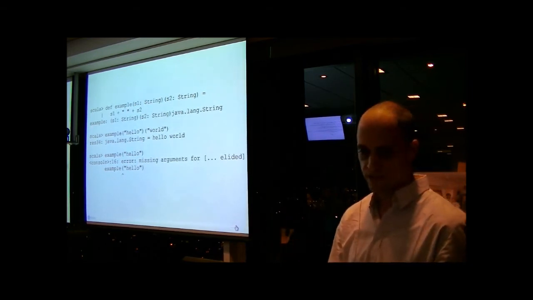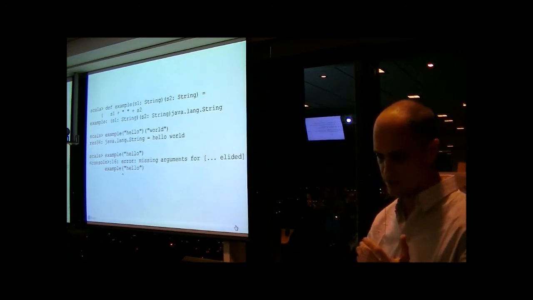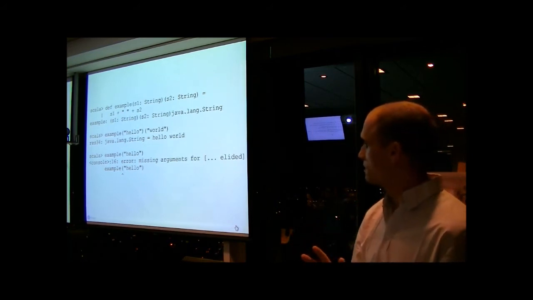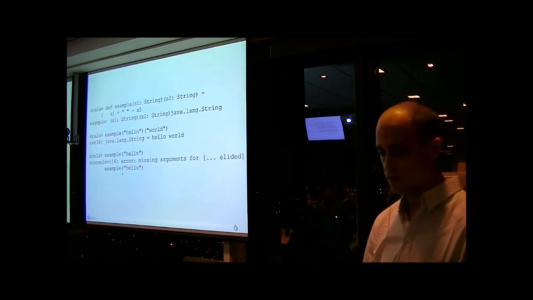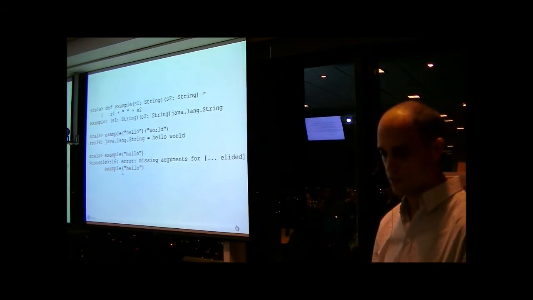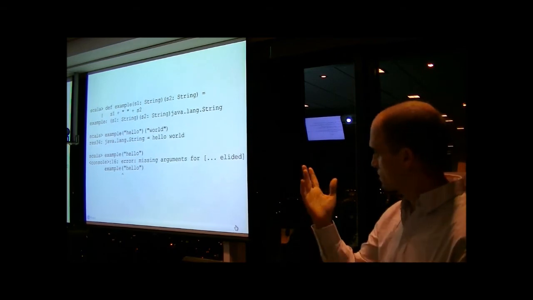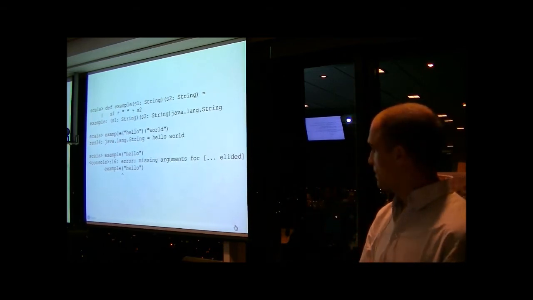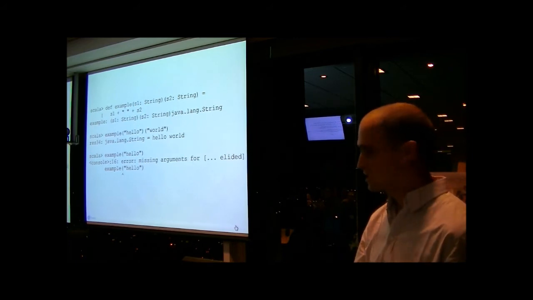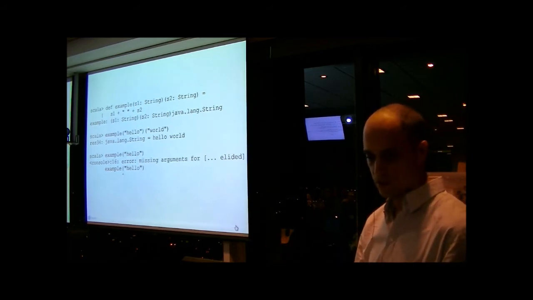Here I define an example method. And what's unique here is that it has two argument lists. The first argument list with s1 and the second argument list with s2. And the implementation is to just concatenate these two arguments. In the middle, we call the method with two arguments, and we get hello world.